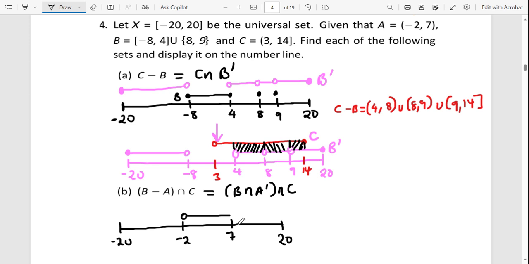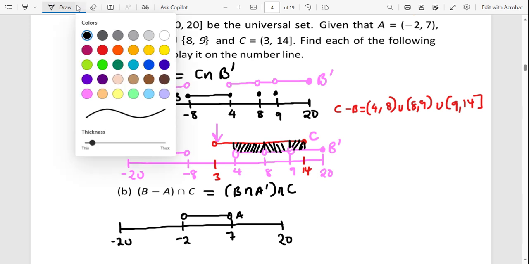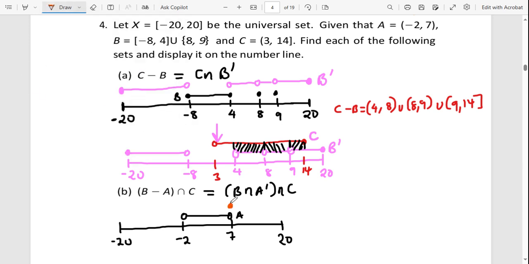So this is open. But we want set A complement. So I'm going to shade here. I'll go to where the inverse set is ending. 20 is part of the inverse set. Also shade here. Then I'm going to go up to here. This is A complement. So I want where A complement is intersecting with the set B.